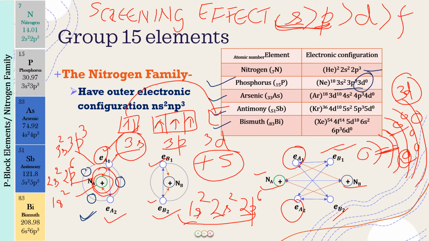Okay, I hope this is clear. This is how we have the +5 oxidation state, because of the repulsion of the inner electrons, that is the s and the p electrons of the first shell and the second shell. That is why these 3s electrons feel that repulsion so much, and that is why one of them shifts into the 3d orbital. Okay, I hope this is clear.